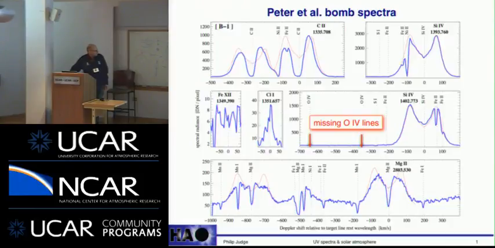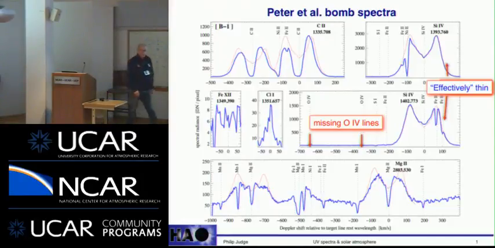The point that Hardy et al. made was that they're missing oxygen IV lines, and they claim that these are optically thin. That's incorrect. These are effectively thin. The reason it's incorrect is because the ratios of the cores are not 2 to 1. Quite a long way from that, so that's an error they made there. These are effectively thin. What that means is you can't actually interpret the data in terms of velocities anymore.